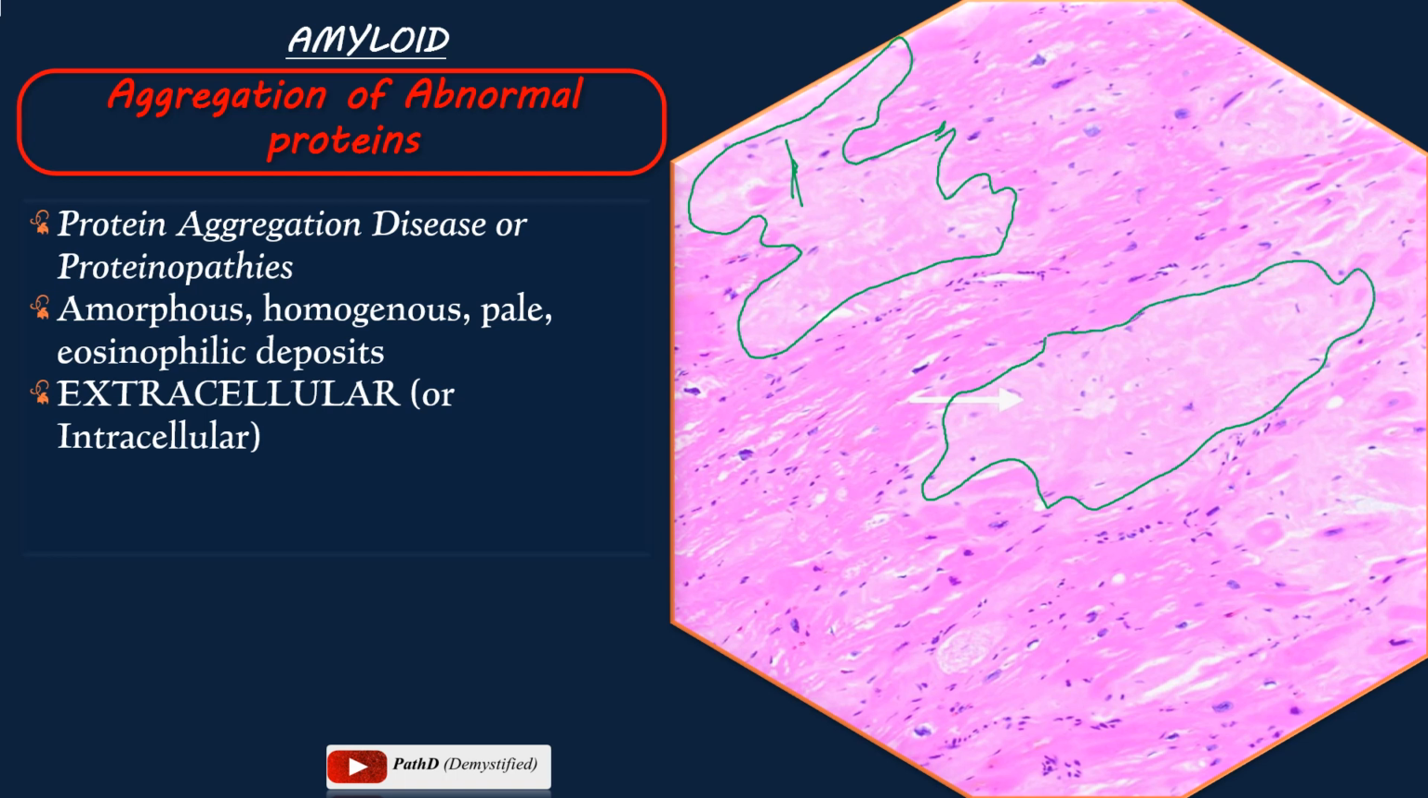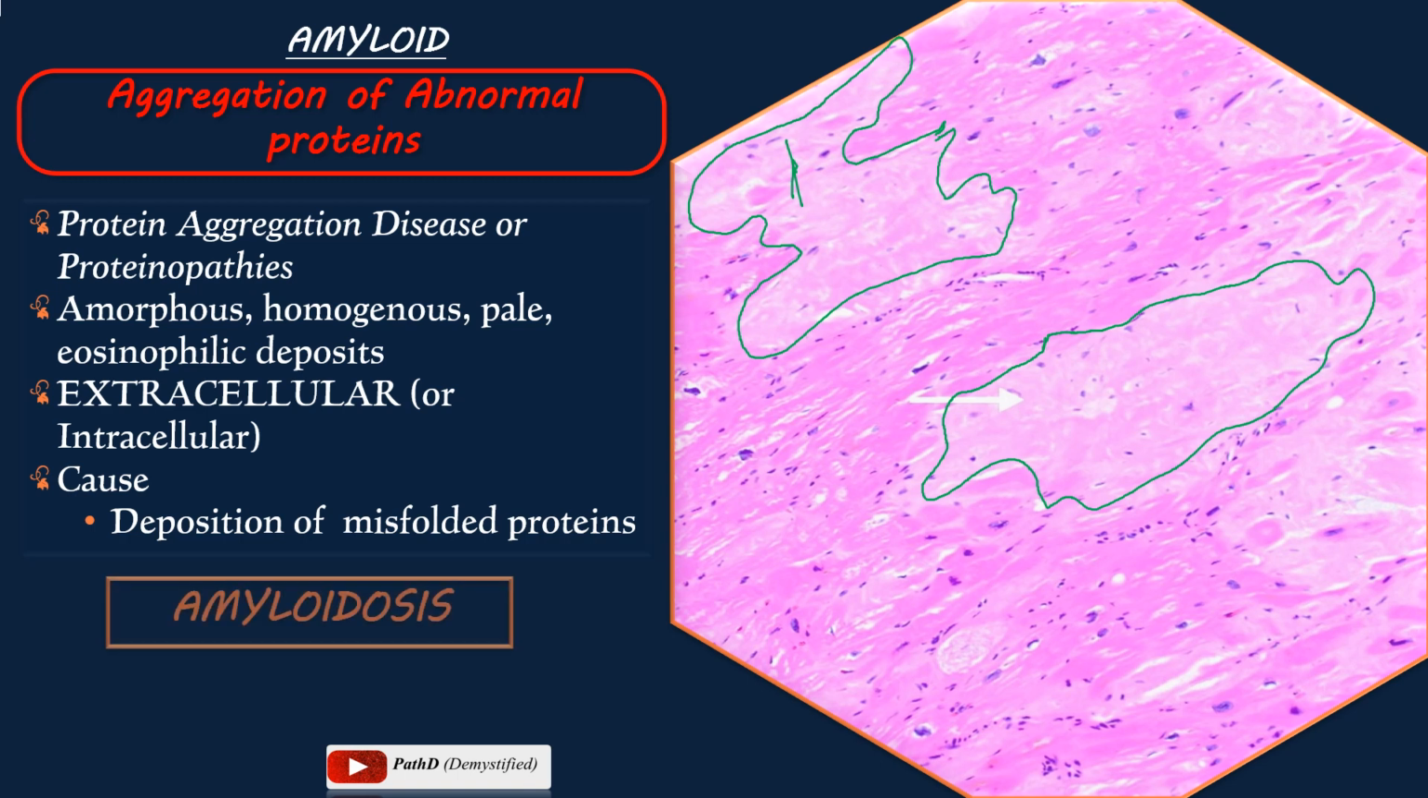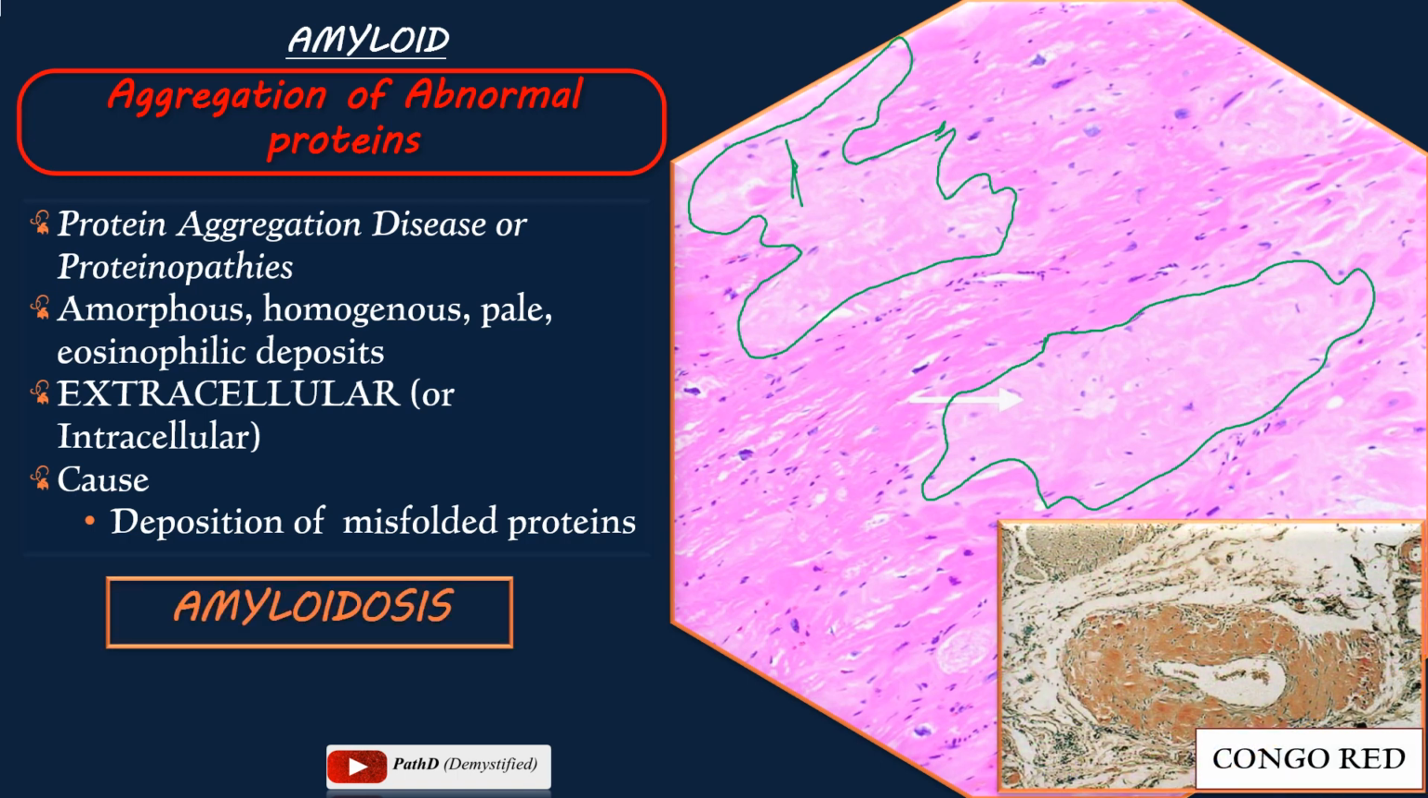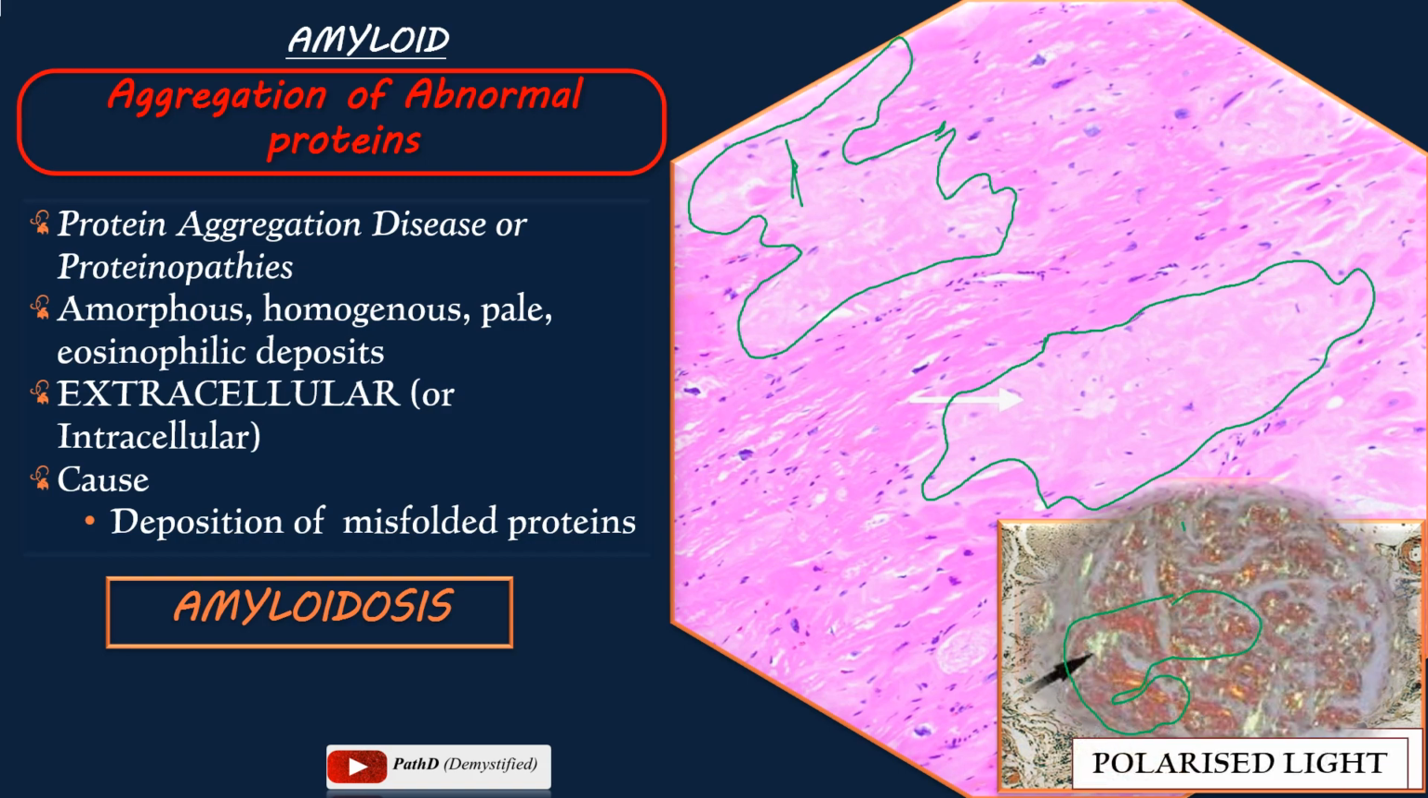Now, amyloid is a very important topic, and I'll be dealing with it in a separate lecture as well. These are also because of deposition of misfolded proteins. On Congo red, this amyloid stains red or pink in color. You see, one second, let me find my marker. Yeah, so on Congo red, these appear as red in color, and when you put polarized light on this stain, they give a classical apple-green birefringence.